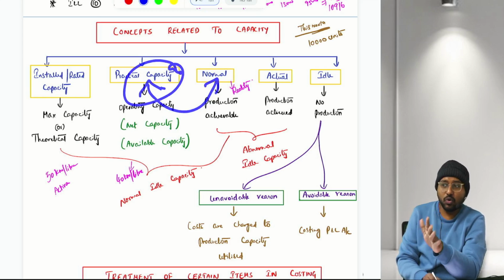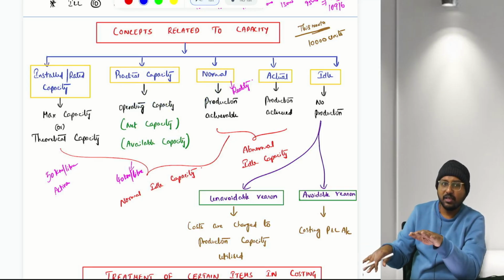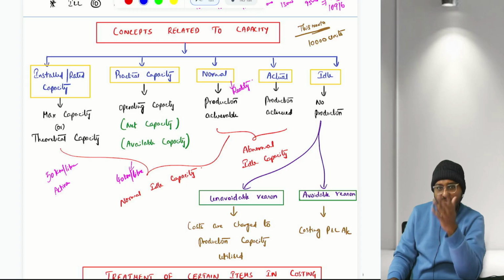Sir, no. Practical is not normal. Practical is what you can achieve when you do the best of the best in everything. Doing the best of the best in everything itself is very difficult. It can be achieved, but rarely it will happen. Are you able to get me?